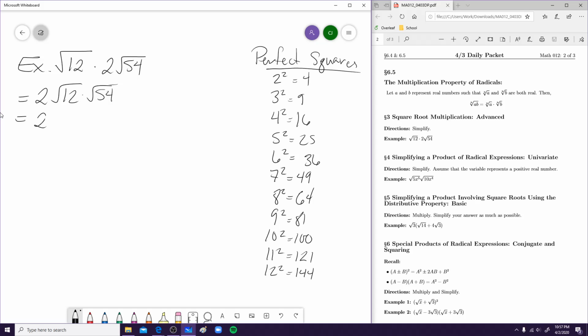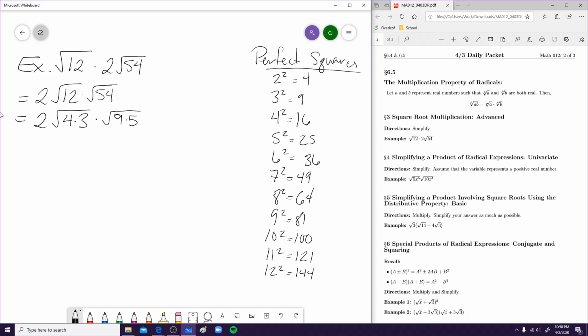We are first going to simplify the radicals. So I'm going to look at the square root of 12. The biggest perfect square that goes into 12 is 4, and 4 times 3 is equal to 12. And then for 54, the biggest perfect square is 9, and 9 times 6 is 54.